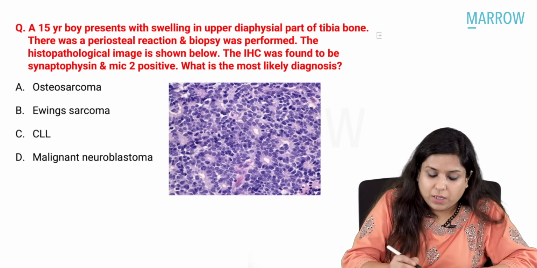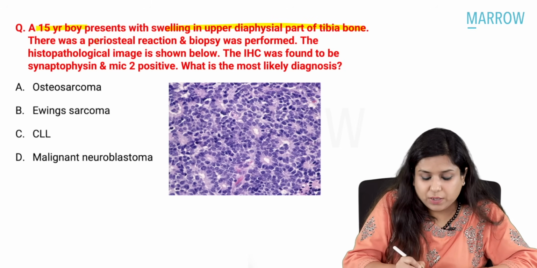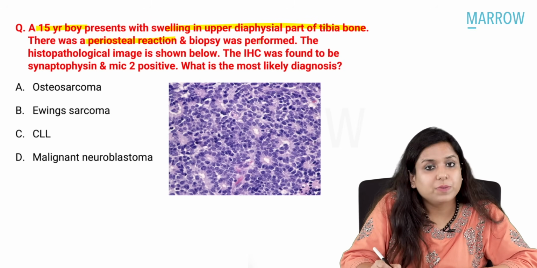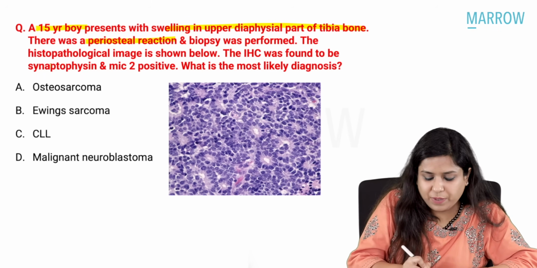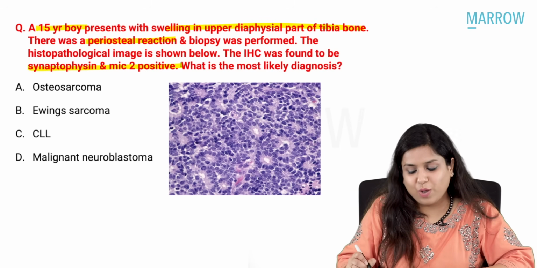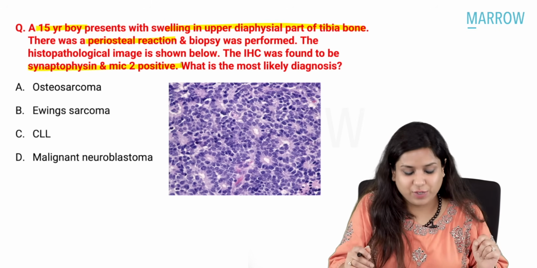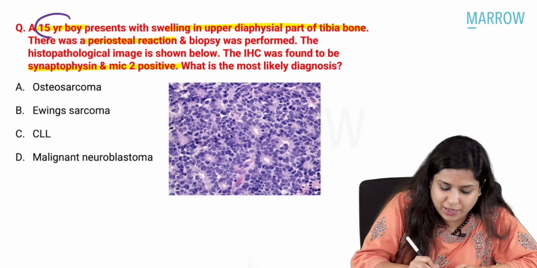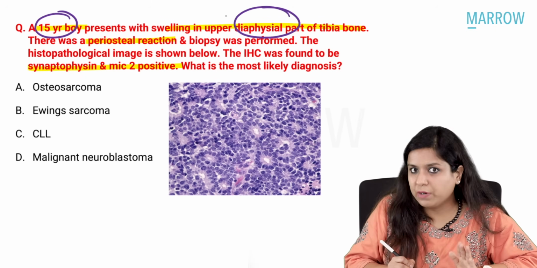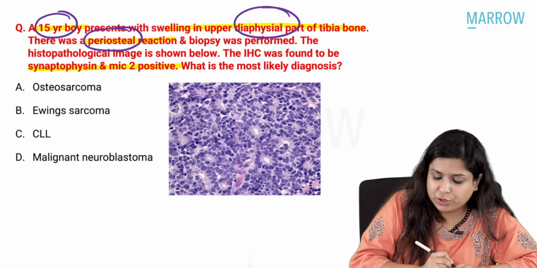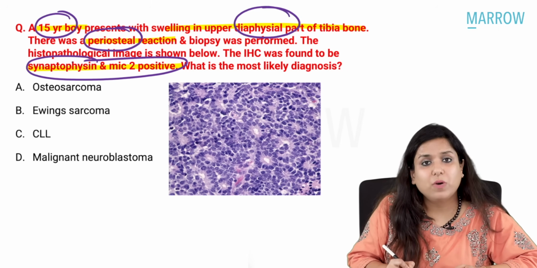Next. A 15-year-old boy presents with a swelling in the upper diaphyseal part of the tibia. There was a periosteal reaction. A biopsy was performed. The histopathological image is shown below. The IHC was found to be synaptophysin and MIC2 positive. What is the most likely diagnosis? My God, there are so many keywords and clues which the examiner has given you. The first one, always start with the age. A 15-year-old boy with a diaphyseal tibial tumor, periosteal reaction. Then the IHC showing synaptophysin and MIC2 positivity.